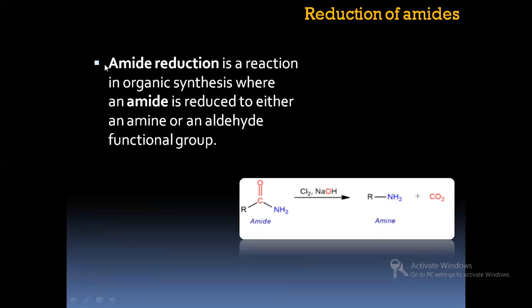Amide reduction is a reaction in organic synthesis where an amide is reduced to either an amine or an aldehyde functional group. I missed out the example for the formation of the aldehyde group. I just have one example where amide upon reduction yields an amine. So you can write any one of the reactions. It's not necessary that you write both. Any one, that is, reduction of amide to an amine, or reduction of amide to an aldehyde.